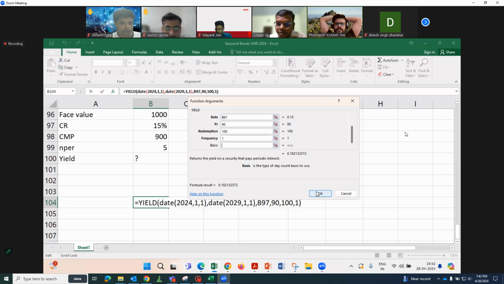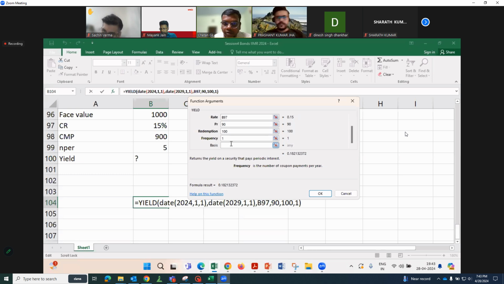Why we selected 90? Sorry, I missed out. PR is the security's price per 100 face value. So the price is 90, for every 100 face value we are keeping 90. So basis we are skipping, frequency is 1, you must have understood. The redemption is 100, again the same, and frequency is 1. Basis we are skipping.